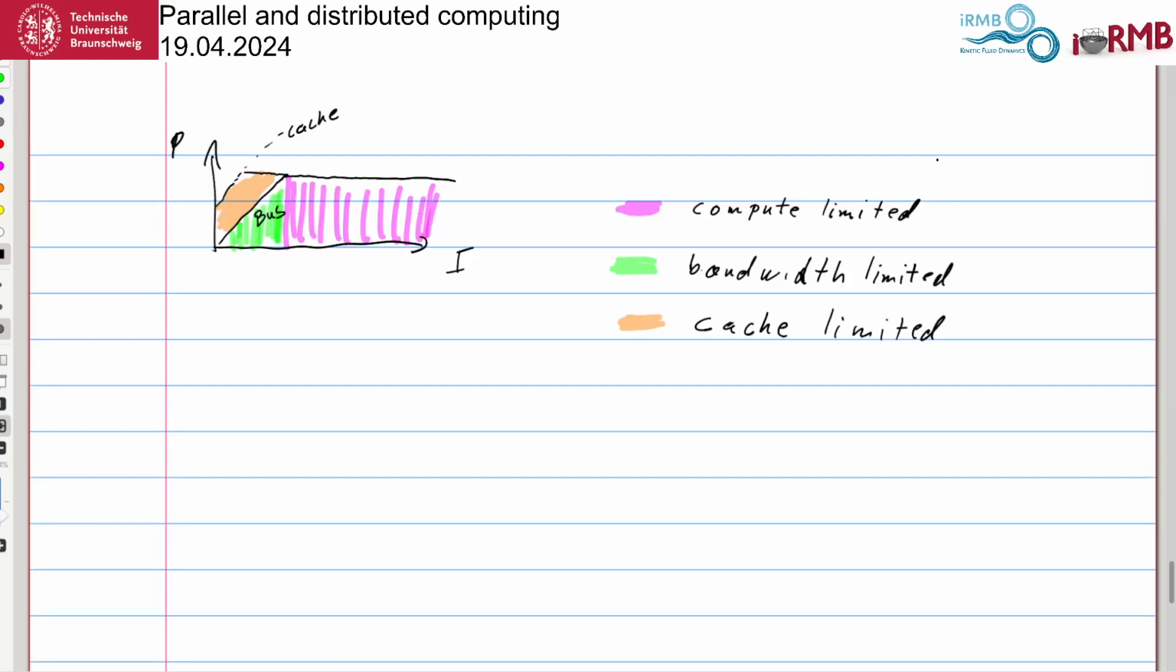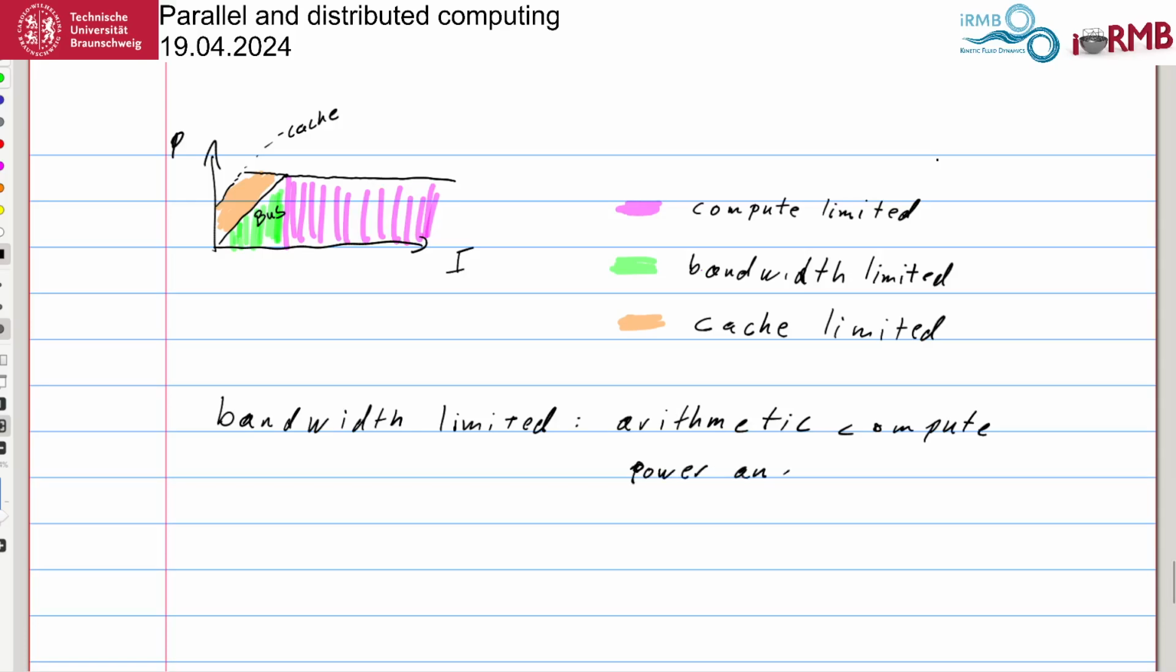So what do these things mean, and what should you do if you are in one of these cases? So if you are bandwidth limited, it means that arithmetic compute power in cache are not fully used. So is this a problem? I don't know. You bought a too expensive computer for your problem, apparently. So if this is the case, you could choose a different computer, which is usually not that much of an option if you want to optimize your code.